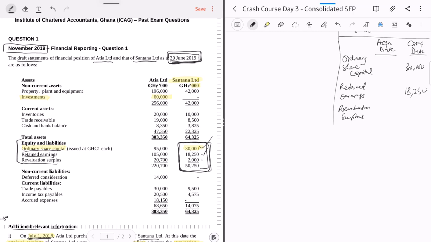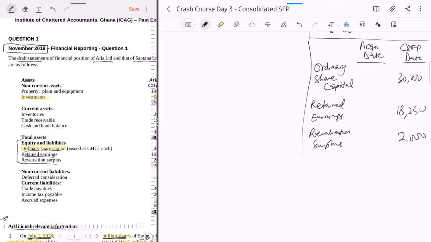18,250. Then we have what? 2,000. So those are figures on the balance sheet, right? So those will be your reporting or your year-end figures, right? Then now we need to figure out what the acquisition date figures are. Forgive my crooked line over here in this one.